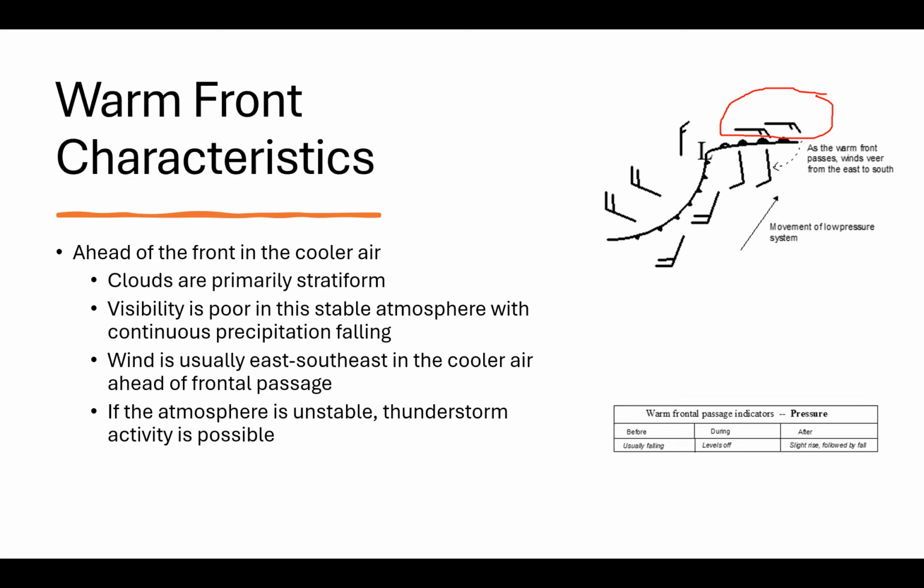And then if the atmosphere is unstable, you can get thunderstorm development with warm fronts moving in. But again, the air mass has to be very unstable. Here are some of the indicators down here in the bottom right as far as barometric pressure with warm frontal passages. Before the warm front, the pressure falls. During the warm frontal passage, the pressure levels off and becomes steady. And then after the warm frontal passage, there's a slight barometric pressure rise, followed again by a fall.